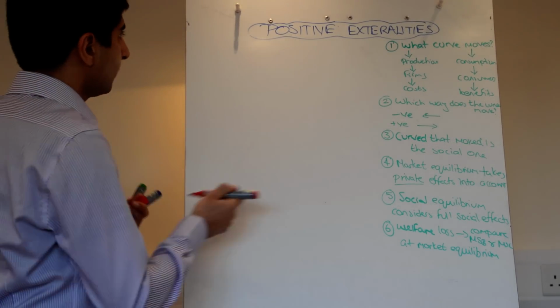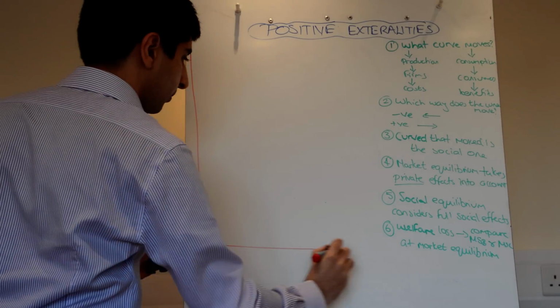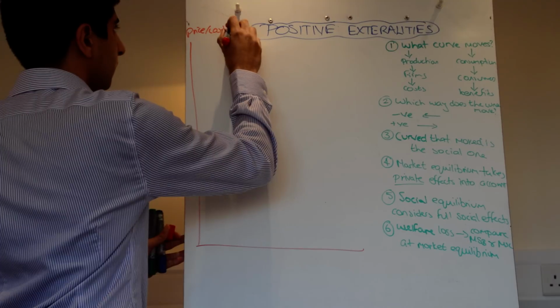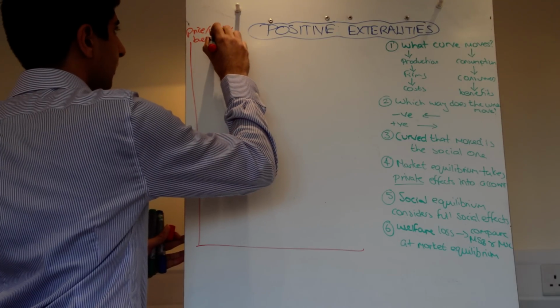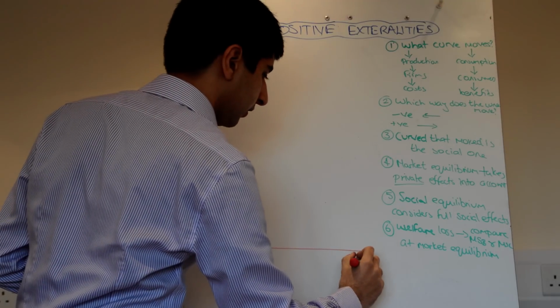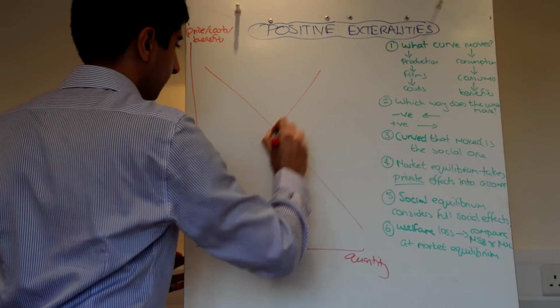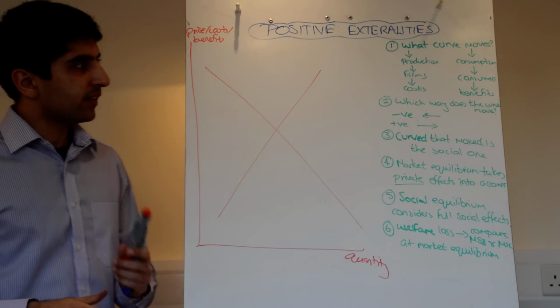Okay, so again, let's just get our curve or diagram sorted. So we have price, costs, and benefits, and we also have quantity down here. We'll start in the same place. Okay, so positive externality in production.